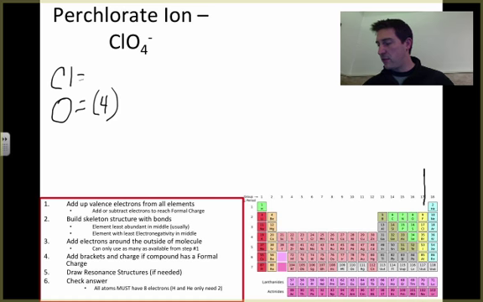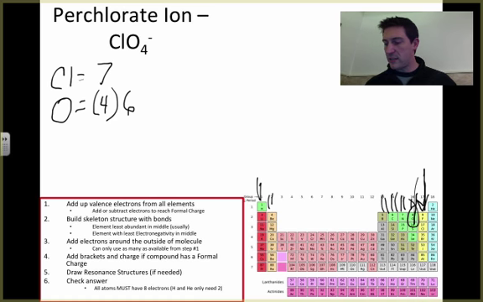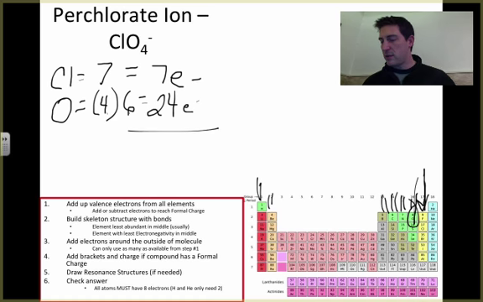Come over and find my chlorine. It's in group 1, 2, 3, 4, 5, 6, 7. So it has 7 valence electrons. I find oxygen right here. It's in 1, 2, 3, 4, 5, 6. So it has 6 valence electrons. I'm going to put my 7 electrons over here just to make it easier. 6 times 4 is 24 electrons. I add those together. I get 7 plus 24.